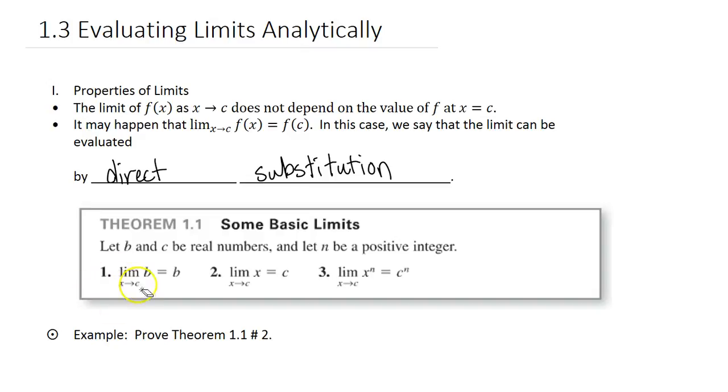Whatever x is approaching, you plug it in for the variable x in the expression. So notice there's no x here, that's just a constant. Here you just have x equals c, and here x to the n is c to the n. You just plug it in.